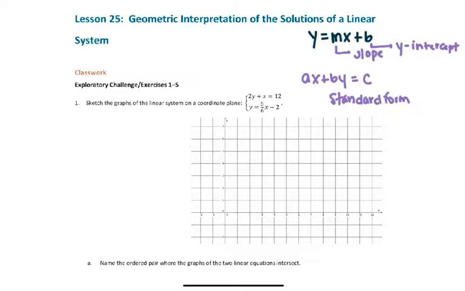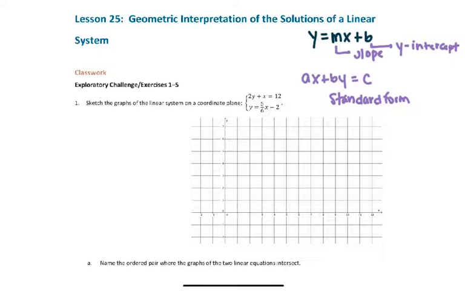So let's take a look at exercise number 1, or the exploratory challenge number 1. And it asks us to sketch the graphs of the linear system on a coordinate plane. So we have two linear equations, 2y plus x equals 12 and y equals 5/6x minus 2. So the first thing that I'm going to do is graph that second equation because it is already in slope-intercept form. I already know where my graph is going to cross the y-axis, and I already know how many units up and to the right or left I need to move to get to my next point.